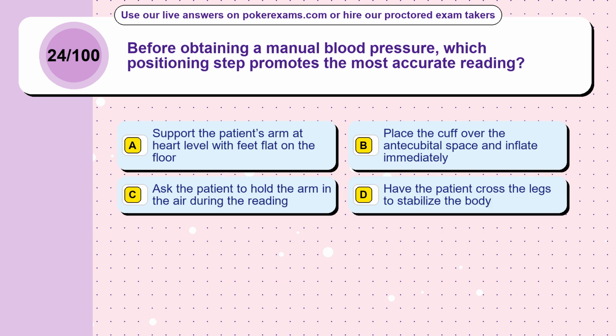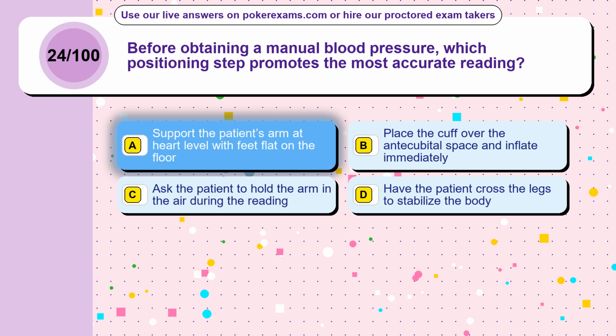Question 24. Before obtaining a manual blood pressure, which positioning step promotes the most accurate reading? Option A. Support the patient's arm at heart level with feet flat on the floor. Option B. Place the cuff over the antecubital space and inflate immediately. Option C. Ask the patient to hold the arm in the air during the reading. Option D. Have the patient cross the legs to stabilize the body. The correct answer is option A. Support the patient's arm at heart level with feet flat on the floor.